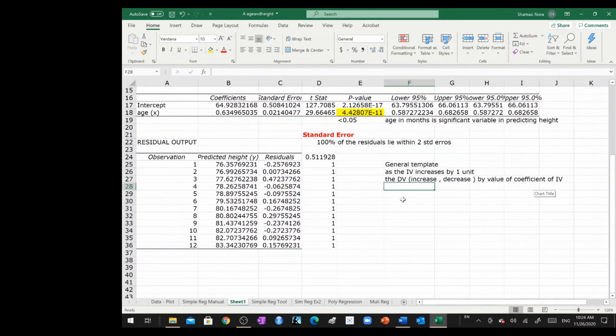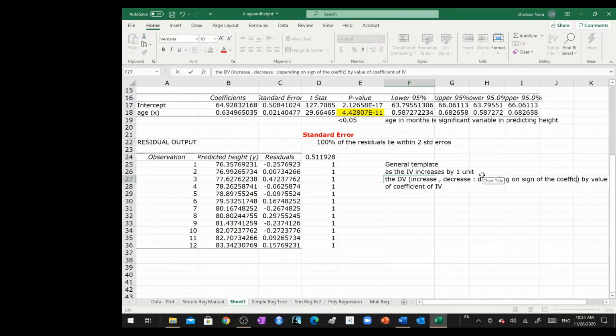So the dependent variable increases or decreases depending on the sign of the coefficient. All right. So this is the general template. Now let's apply this general template to our example.